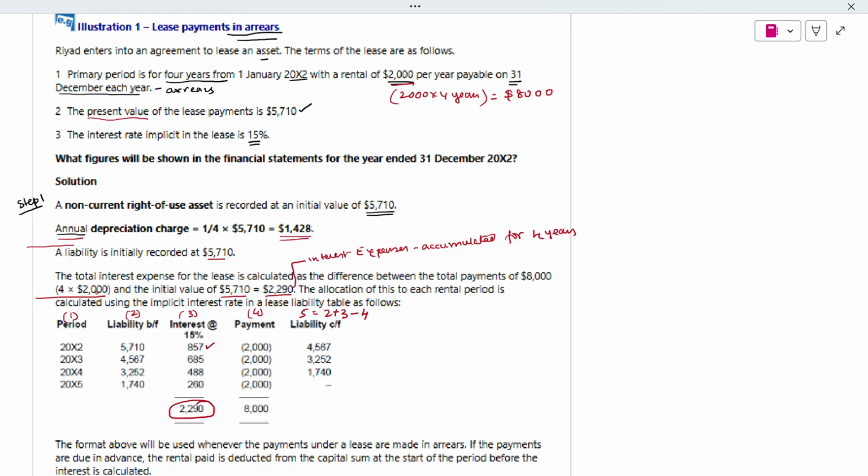Okay, how much is the payment? Are you clear about this? Yes. This is the closing balance. Okay, this is the closing balance. This will be the opening balance.